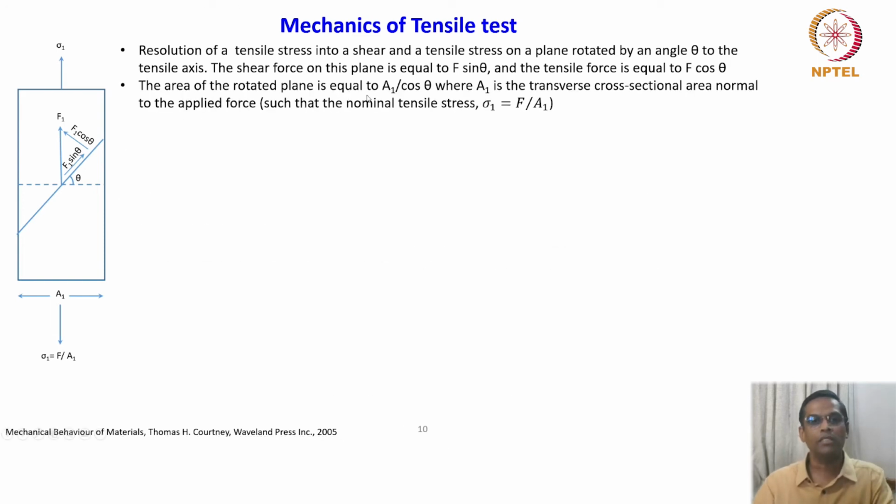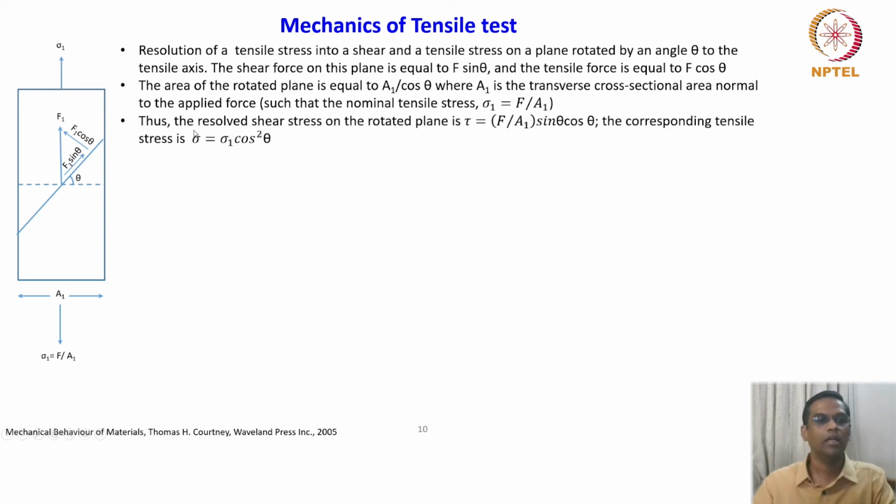The area of the rotated plane is equal to A1 by cos theta, where A1 is the transverse cross-sectional area normal to the applied force, such that the normal tensile stress sigma 1 is equal to F by A1. Thus, the resolved shear stress on the rotated plane is tau equal to F by A1 times sin theta cos theta. The corresponding tensile stress is sigma equal to sigma 1 cos squared theta. So how do we get this? The shear stress is the shear force divided by the area it acts on, which is equal to F by A1 sin theta cos theta.